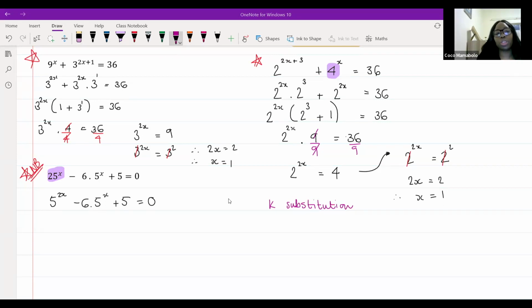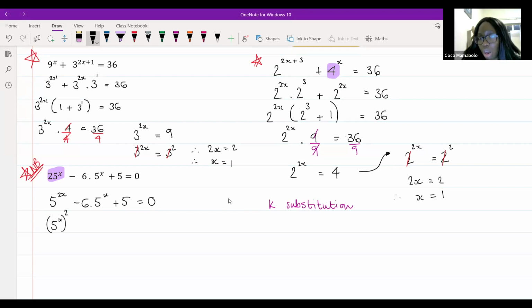All right. Let's talk about what we can do with this 5 to the power of 2x. Here's what I'm going to do, guys. I'm going to take 5 to the power of 2x, and I'm going to split it like this. I'm going to go 5 to the power of x all to the power of 2. Is everybody okay with why Teacher Coco has done that? Give me a yes or a no in the chat.